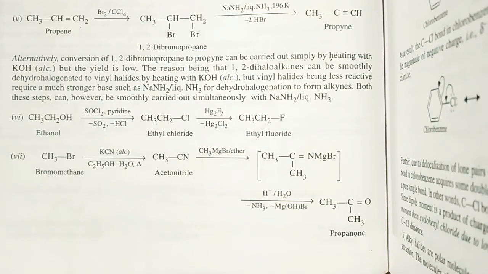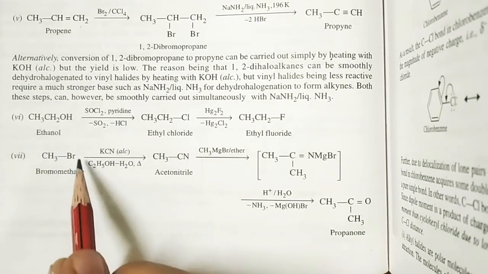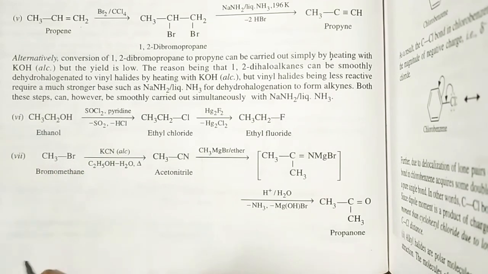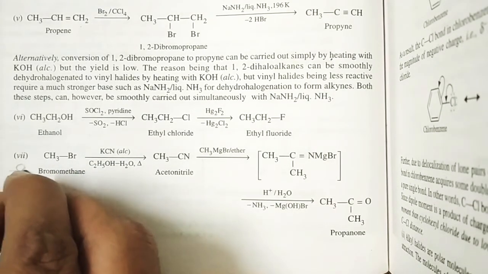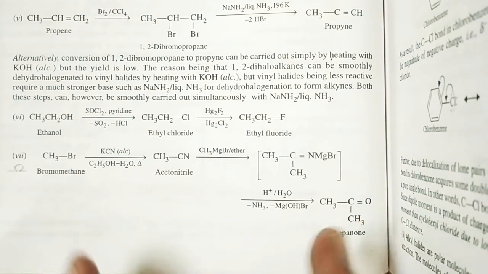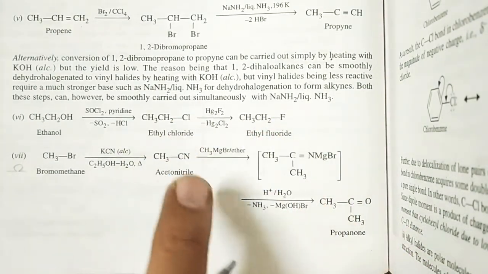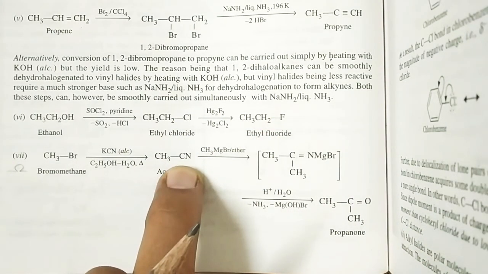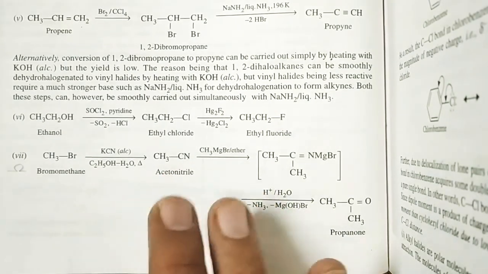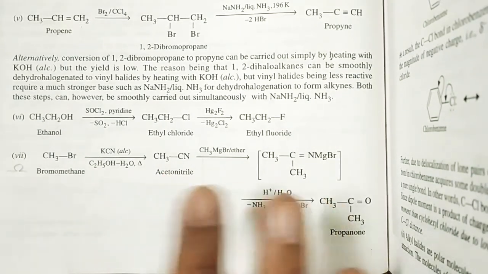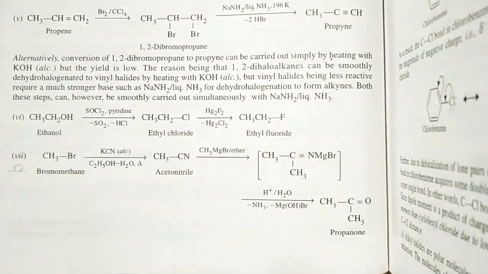Now I want to prepare propanone from methyl bromide. I want to form acetone from bromomethane. No problem. First we take bromomethane. But in this lesson, I think you do not have a certain idea about this conversion, because cyanide is a functional group that we have to study in our later portion. But today you just have to see what the reactions are.